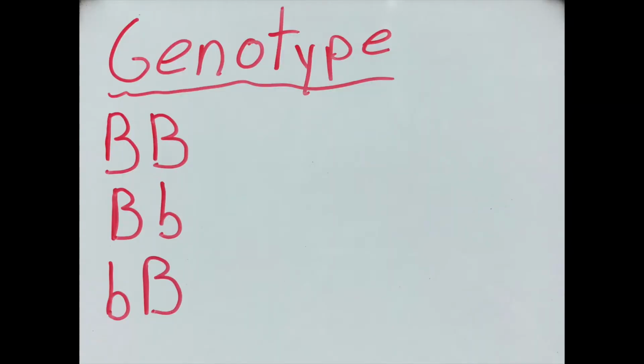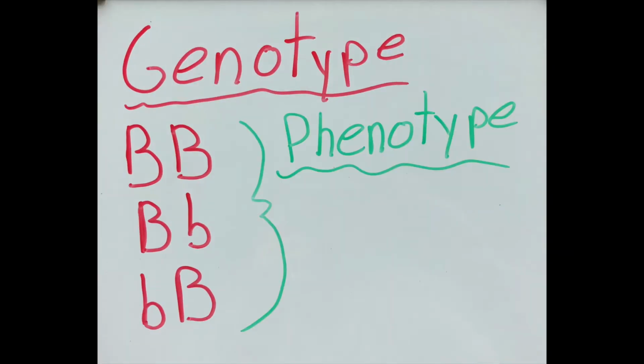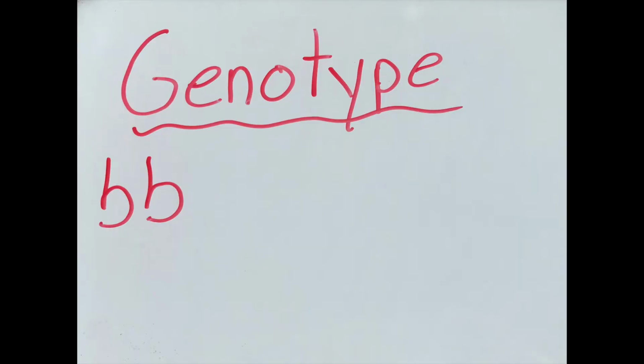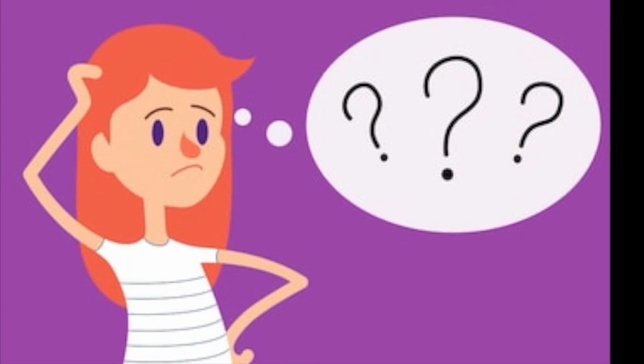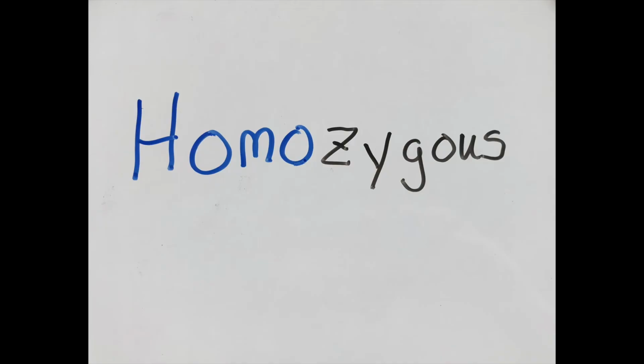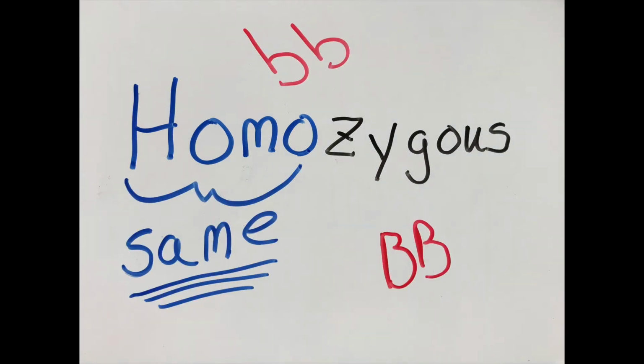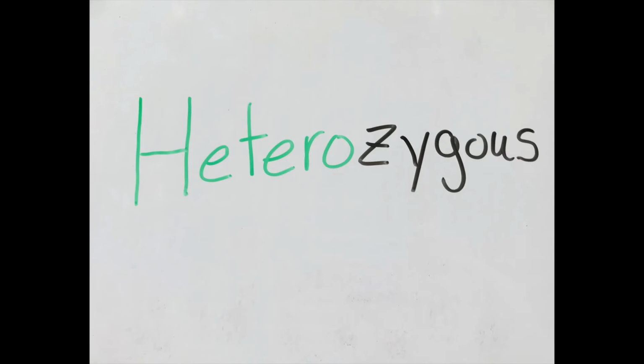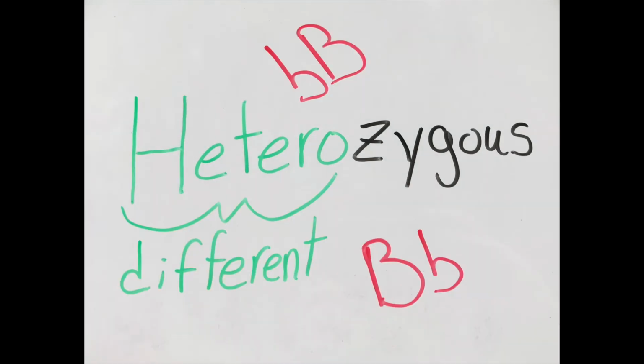Therefore, in any genotype with the brown hair allele, the phenotype will show brown hair. The only genotype that will show a blonde hair phenotype is the homozygous recessive, or small b. What's homozygous? When a genotype has the same alleles, it is called homozygous, which comes from the root homo, which means same. On the other hand, if someone has 2 different alleles in their genotype, e.g. one for brown hair and one for blonde hair, it is called heterozygous. This comes from the root hetero, which means different.